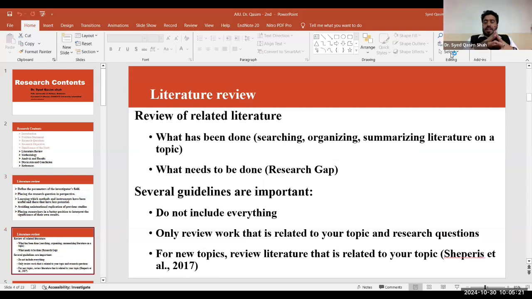Basically, whenever we are reviewing the literature, we are targeting what has been done. So we are searching, organizing and summarizing literature on a certain topic. But what has been done is our focus, and the second thing that is our focus is what needs to be done. So two important things. Once you know what has been done, obviously you can come up with what has not been done in your literature review.